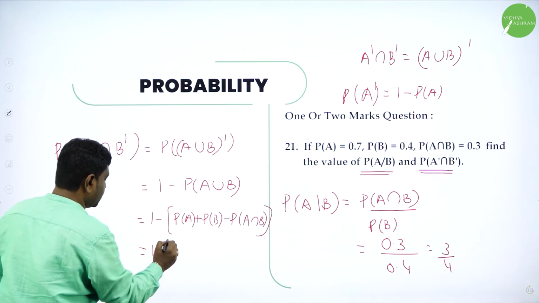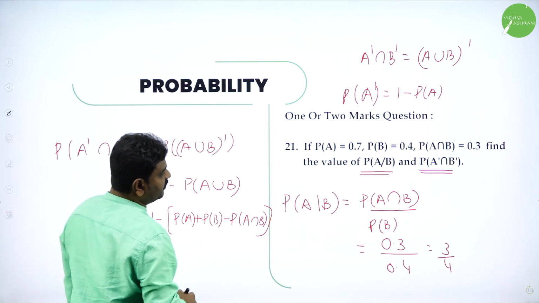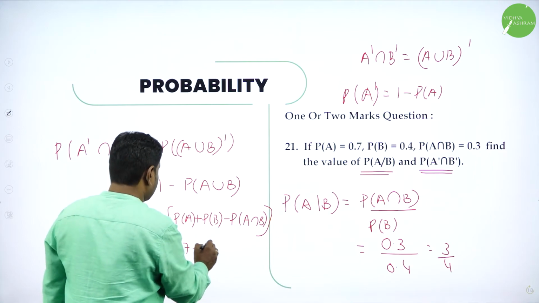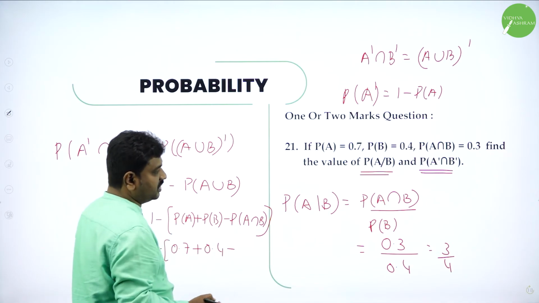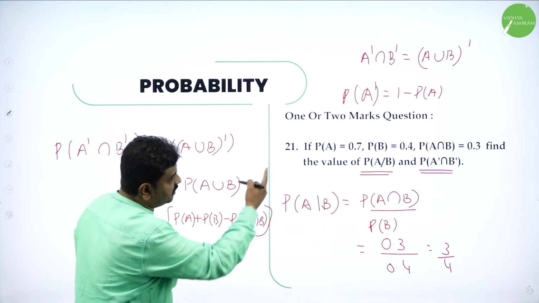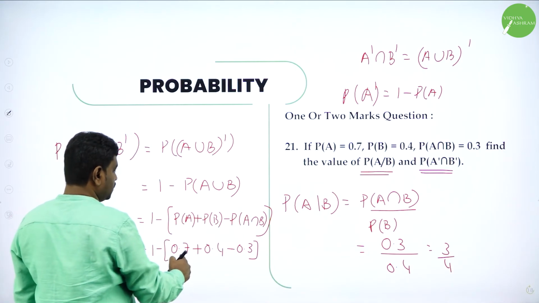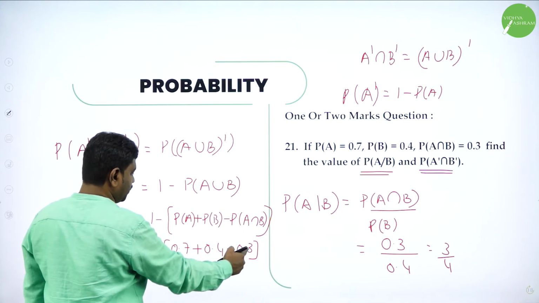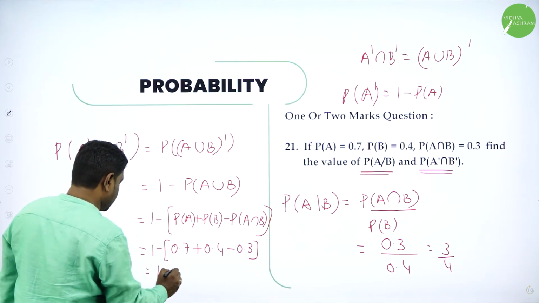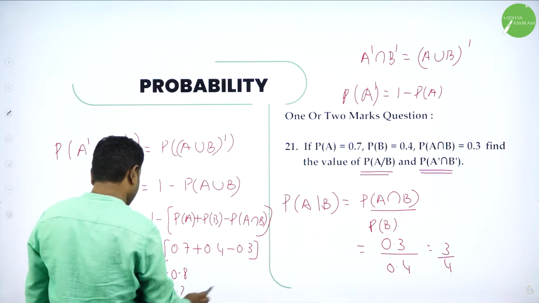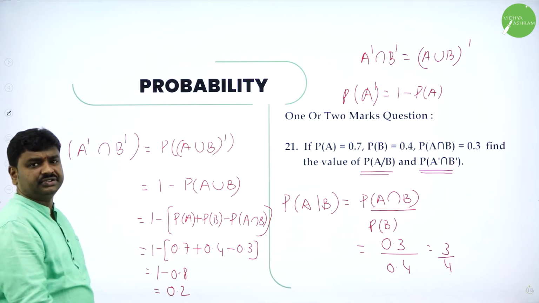Substitute it, so it will become 1 minus, what is P of A? P of A value is 0.7 and P of B value, what is P of B? 0.4 minus P of A intersection B. What is P of A intersection B? They have given 0.3. Simplify this. So 0.7 plus 0.4 is 1.1, minus 0.3 is 0.8, and 1 minus 0.8 is 0.2. I hope all of you got this.